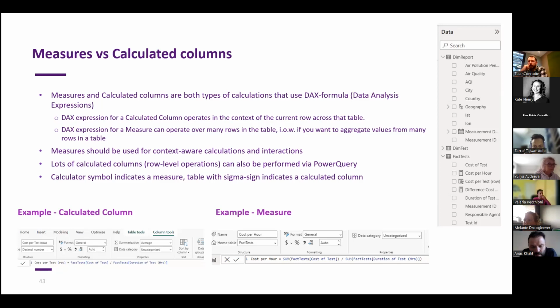So with the calculated column, if we go back to our data view, we actually see an entire new column that's been created. But with a measure, you don't actually see anything else. It's simply calculated on the fly whenever you need to look at the cost per hour for your question.